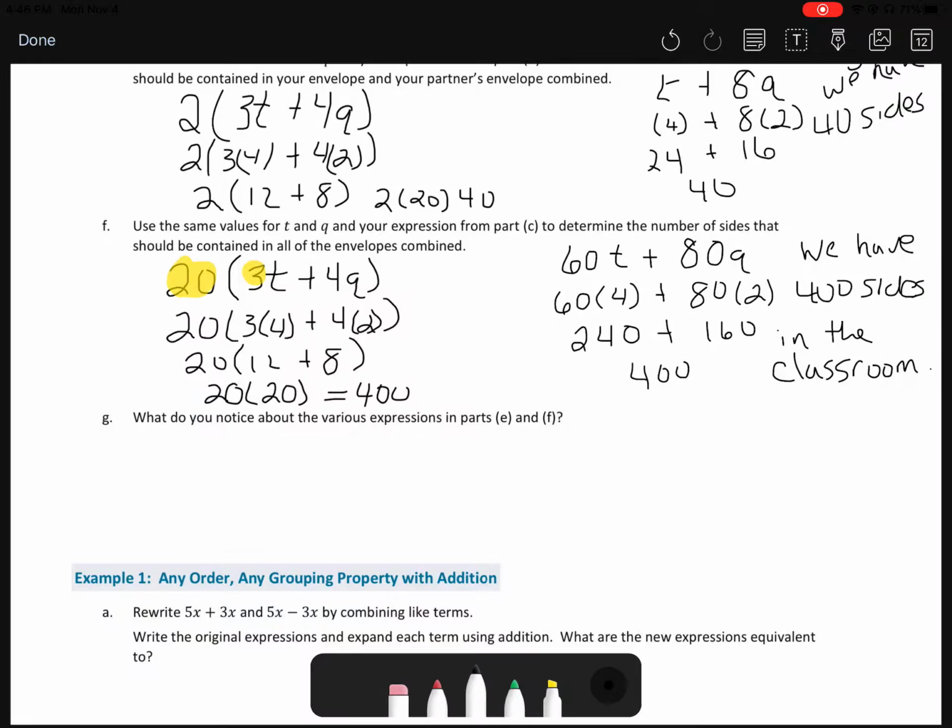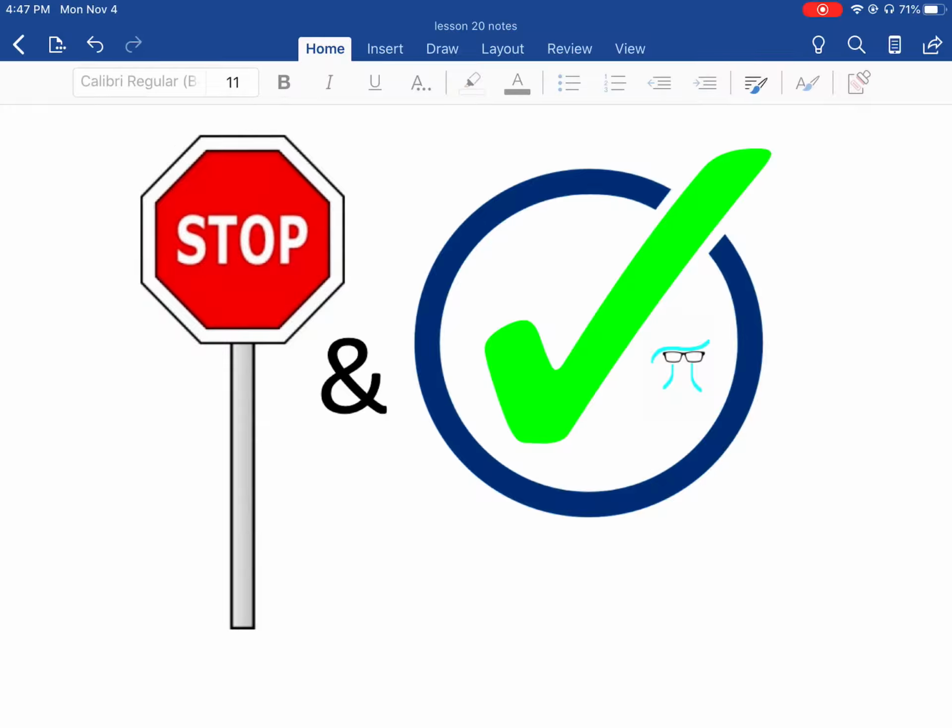And this brings us to part G. What do you notice about the various expressions in part E and F? So I want you to write something that you know about the different expressions that we use. What is the difference between this expression and this expression? Or what is the difference between this one we used here and this one that we used here? So please write something down in 4G, and that brings us to our first stop and check.